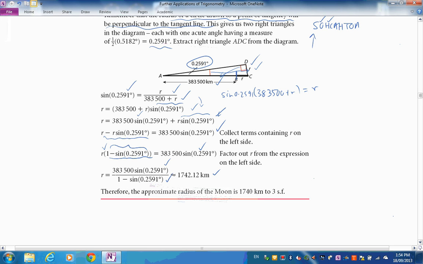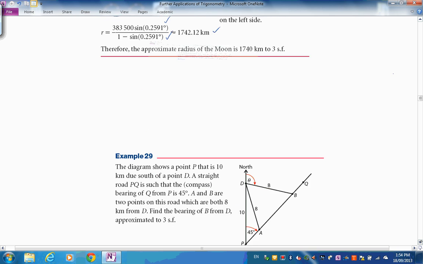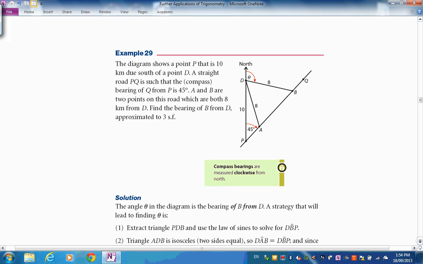What a good problem! It just shows you that even with the rather simple result of SOH CAH TOA in a right angle triangle, you can do some powerful calculations. Okay, what else can we do? Well, let's have a look at this one.